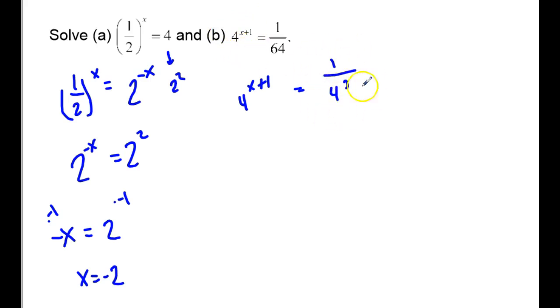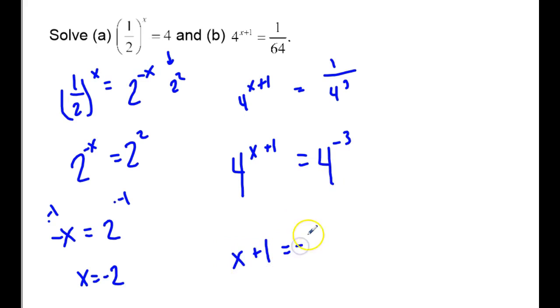So now I want to get rid of this fraction, and just like we did in part A, I know that when I flip my fraction, I have a negative exponent. So I end up with 4 to the x plus 1 equals 4. And now that I've flipped it into the numerator, I have to make my exponent negative. Now that my bases are the same, I can go ahead and set my exponents equal and solve for x. So since 1 is being added to x, I subtract 1. So x equals negative 4 in this example.